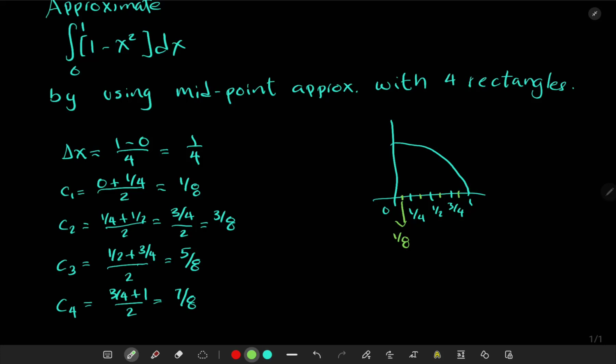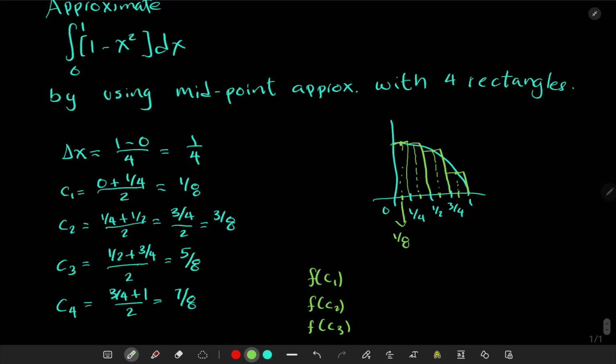And so what I'm going to do is draw the rectangle that has height corresponding to this value. Sort of like that. Then I'm going to grab the rectangle that has height given by this value. And then the one here. Up. Fail. There. Much better. And then this one at this height. So what that means is that to compute each height, I need to find f of C1, f of C2, f of C3, and f of C4.